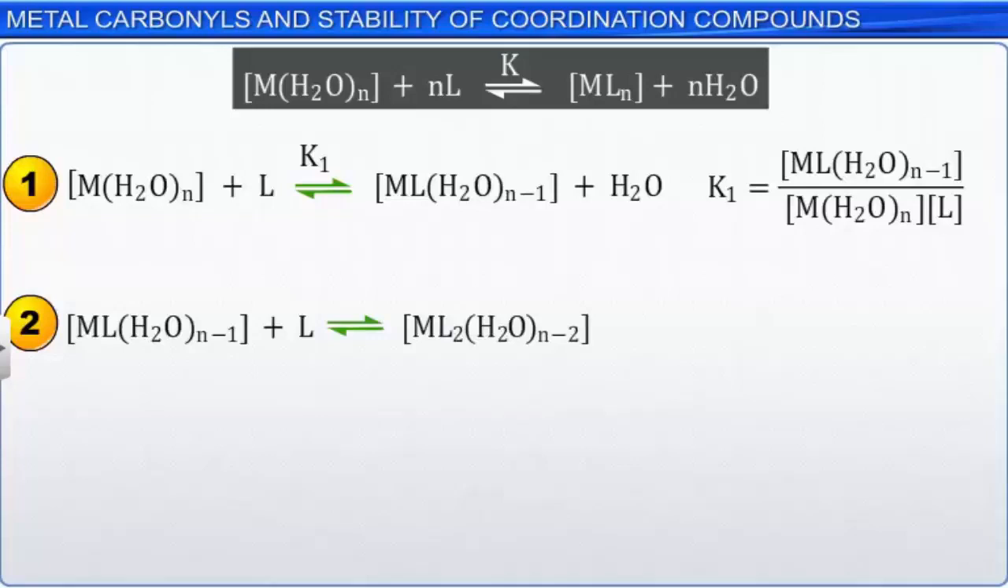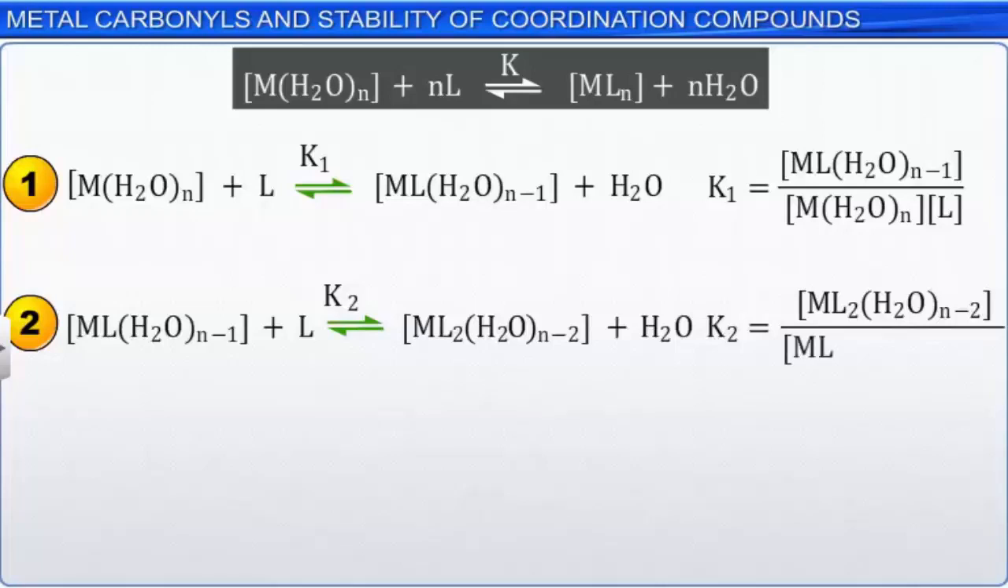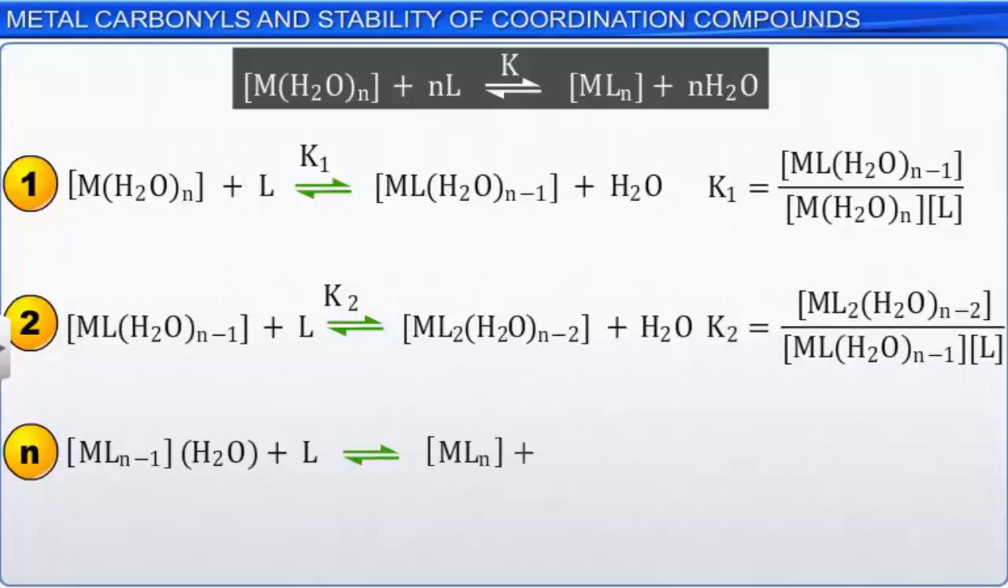Similarly, for the nth step, the reaction can be written as MLn-1(H2O) plus L in equilibrium with MLn plus H2O. The stability constant for this step can be written as Kn is equal to concentration of MLn divided by concentration of MLn-1(H2O) multiplied by concentration of L. Here, the stability constants K1, K2 and Kn are referred to as stepwise stability constants.